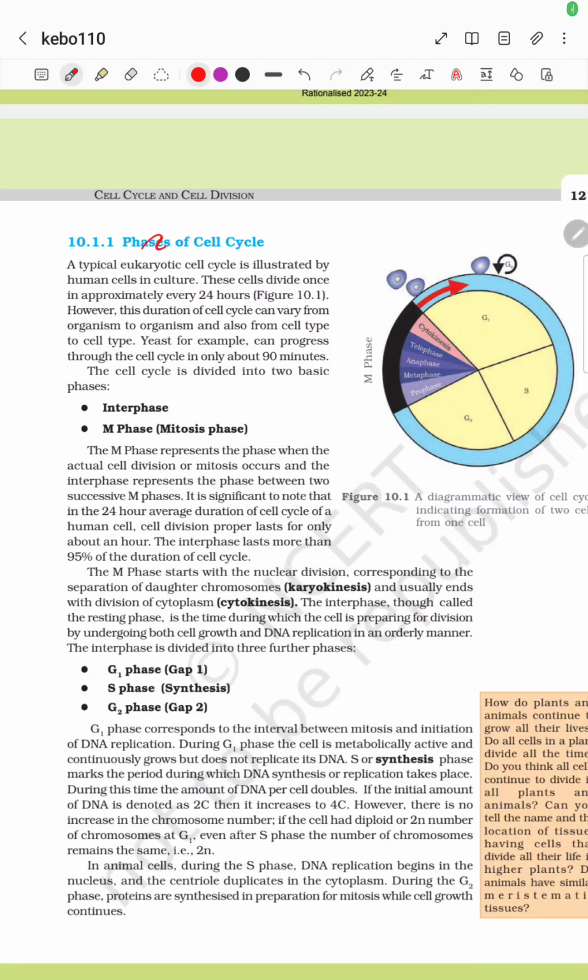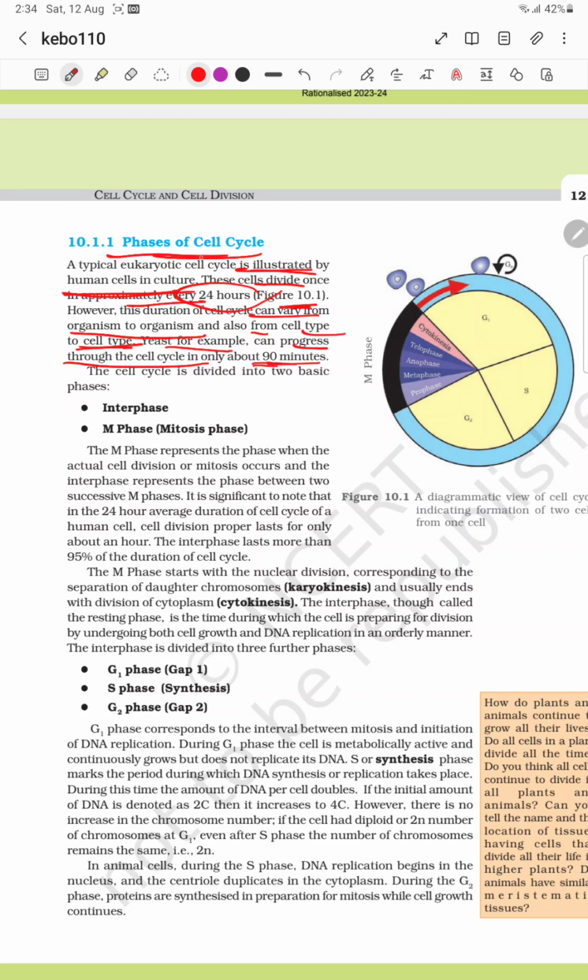We're going to read about the phases of cell cycle. A typical eukaryotic cell cycle is illustrated by the human cells in culture. These cells divide once in approximately every 24 hours. However, the duration of cell cycle can vary from organism to organism and also from cell type to cell type. Yeast, for example, can progress through the cell cycle in only about 90 minutes.